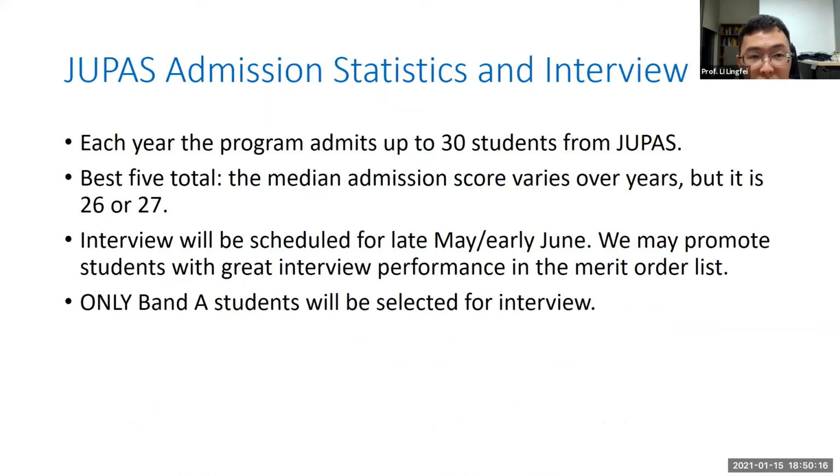For JUPAS admission statistics and interviews, every year our quota is about 30. And if you look at the best 5 total score, the median admission score is 26 or 27 over the years.